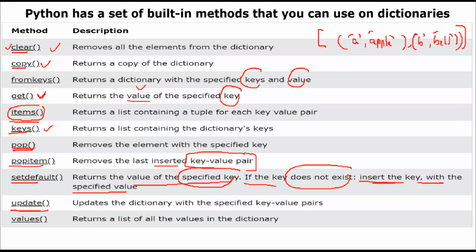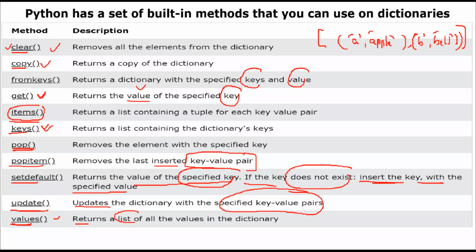Next, the update method. Update method updates the dictionary with the specified key value pairs. And finally, values. Here we have seen keys. Keys is a method which returns a list containing only the keys of the dictionary. Values returns a list of values in the dictionary. Whatever values are there in the dictionary will be returned in the form of a list. That is the values method.